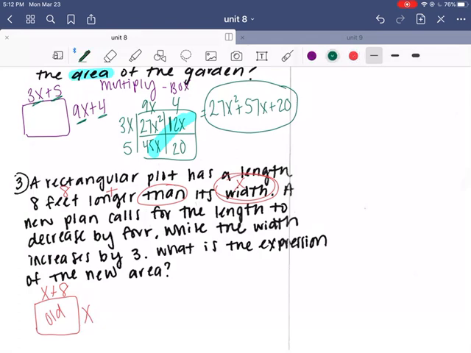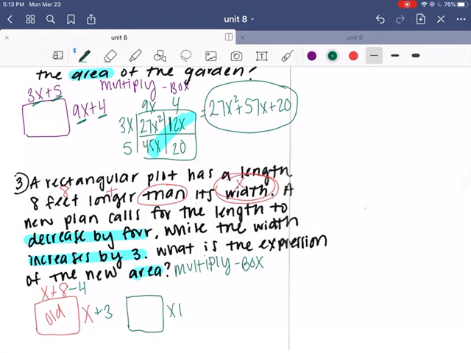It says a new plan calls for the length, so let's go back to this, the length to decrease by 4, so that was up here. It's going to decrease by 4, while the width increases by 3. Here's the width over here, increase that by 3. So what's the expression of the new area? And area does mean that we're going to multiply. There I go. Set up a box.